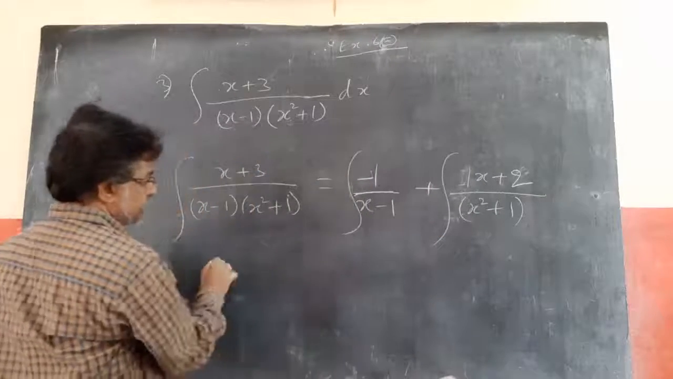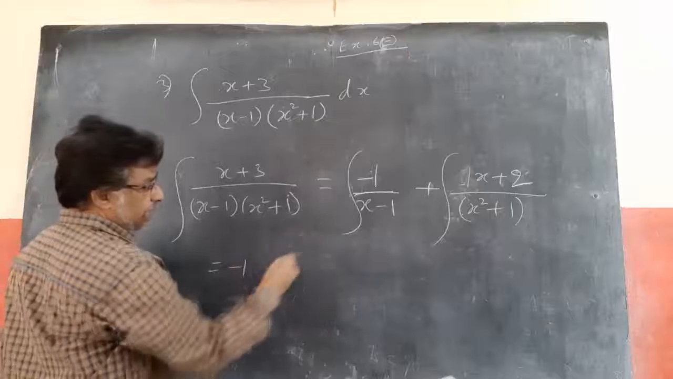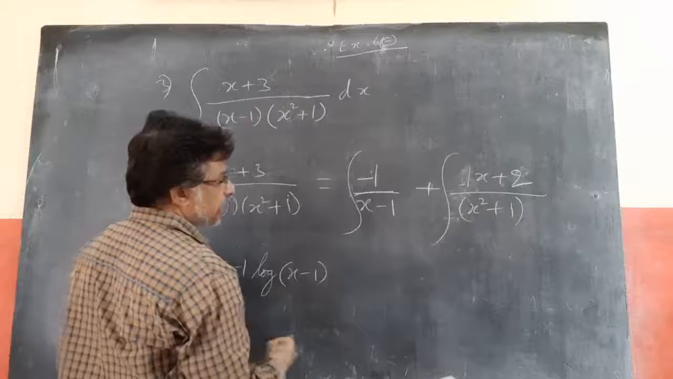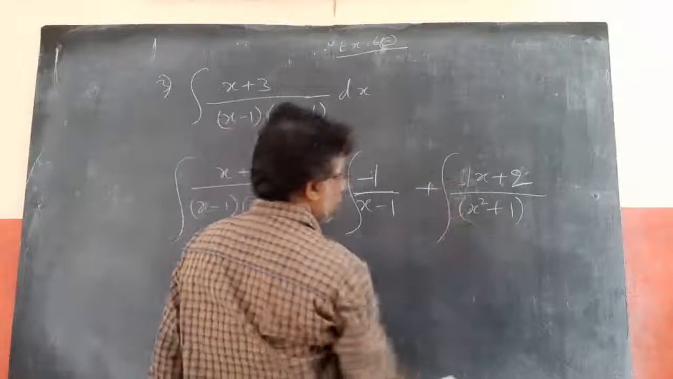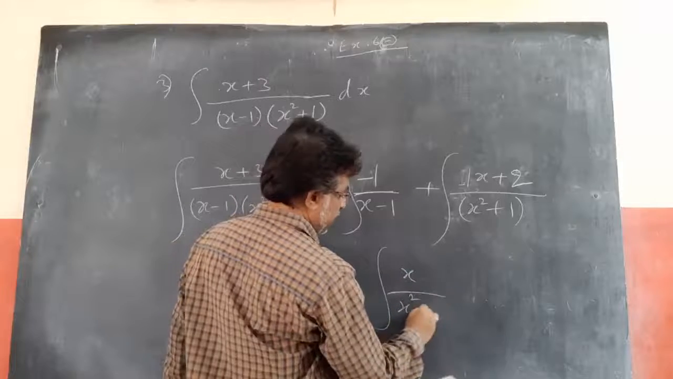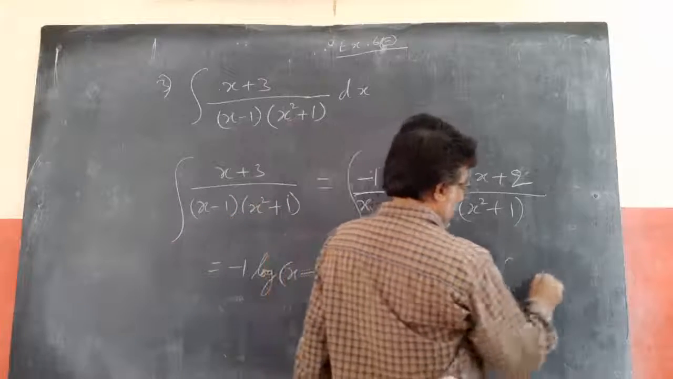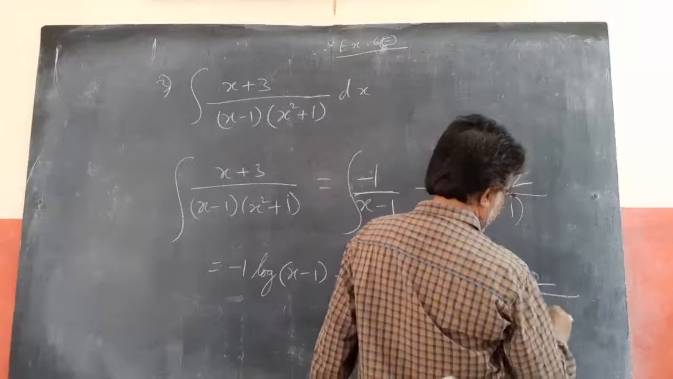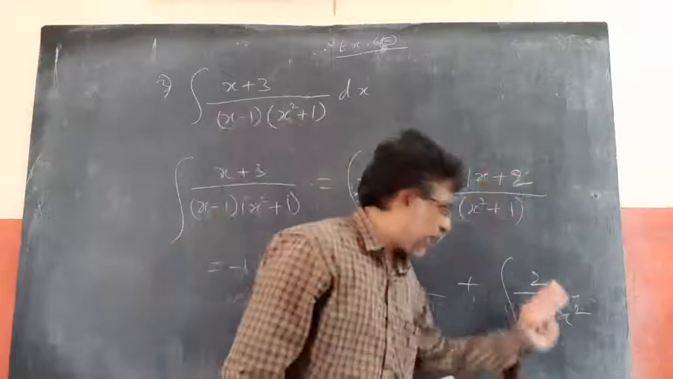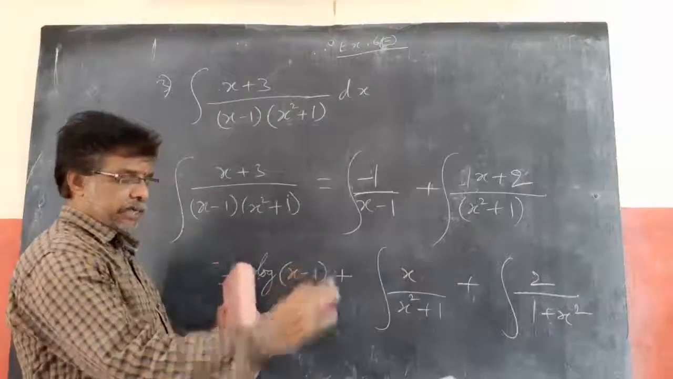This is easy, we can take -1 outside. The integration of 1 by x is log mod x, so minus log mod x. Here there is a problem again, so you can split it into two parts: x by x square plus 1, plus 2 by x square plus 1, or 1 plus x square. I split it into two parts.